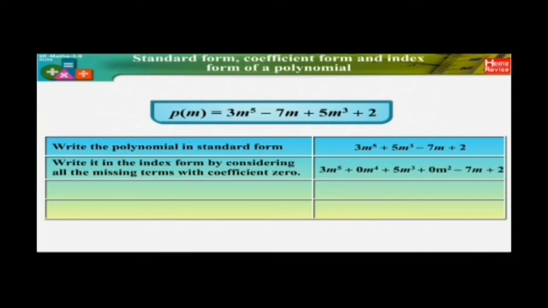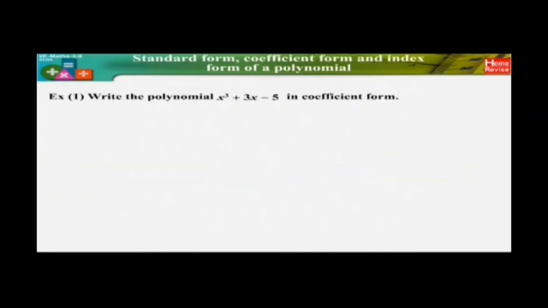So it will be 3m^5 + 0m^4 + 5m^3 + 0m^2 - 7m + 2. Write it in coefficient form. So it will be 3, 0, 5, 0, -7, 2. Degree of the polynomial: here the highest power is 5, so it is 5.